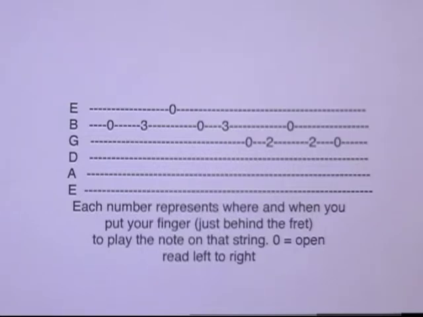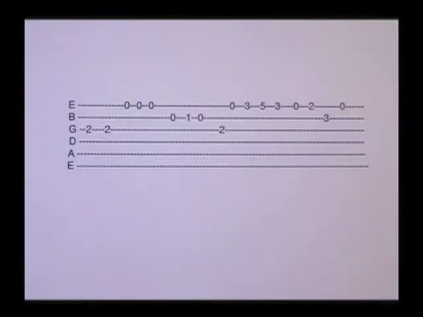So let's try to play a melody in tab. Okay, here's the melody we're going to play. It's the beginning of Scarborough Fair. So you can see that we're going to play the G string on the 2nd fret 2 times and the open E string 3 times and so on. So make sure you've printed this out and let's give it a try.